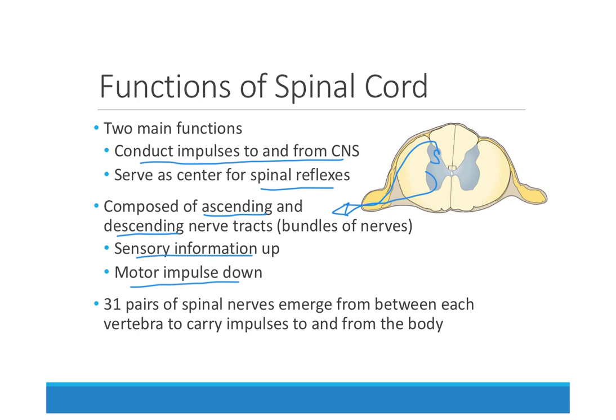From each vertebra in your spinal column, you have a pair of spinal nerves, one going out one side and one out the other. So there are 31 pairs of spinal nerves, 2 from each of your vertebrae, to carry impulses to and from the body.